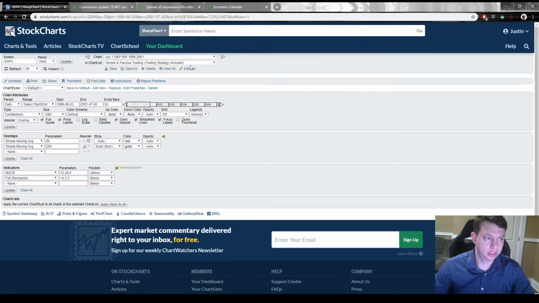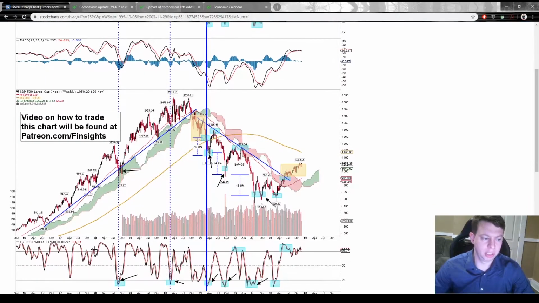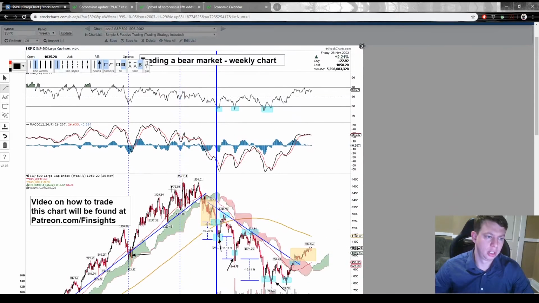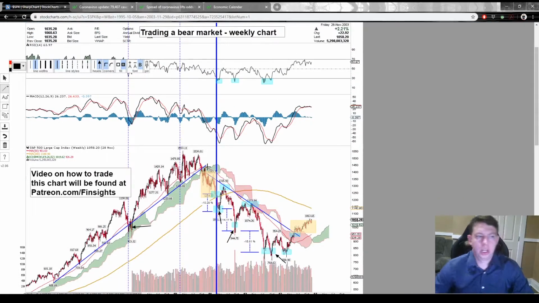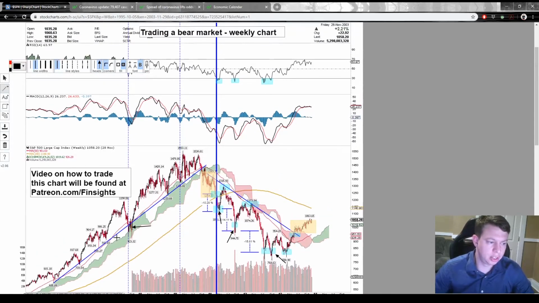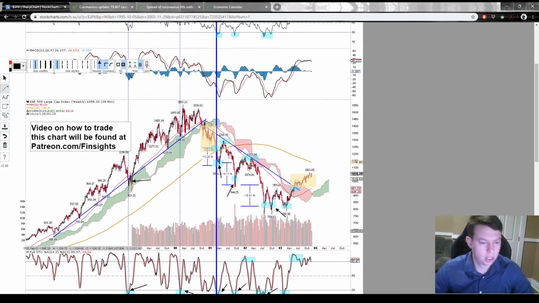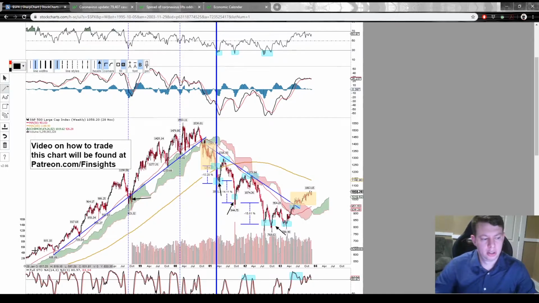All right. So next thing is the S&P 500 still. This is a weekly chart, very similar. So this is trading a bear market on the weekly chart. All right, so you can see that trend line I had drawn. This is kind of the same time period. This is 1996 to 2004. And we have our trend line here. This is our support line, right, when we're in an uptrend.